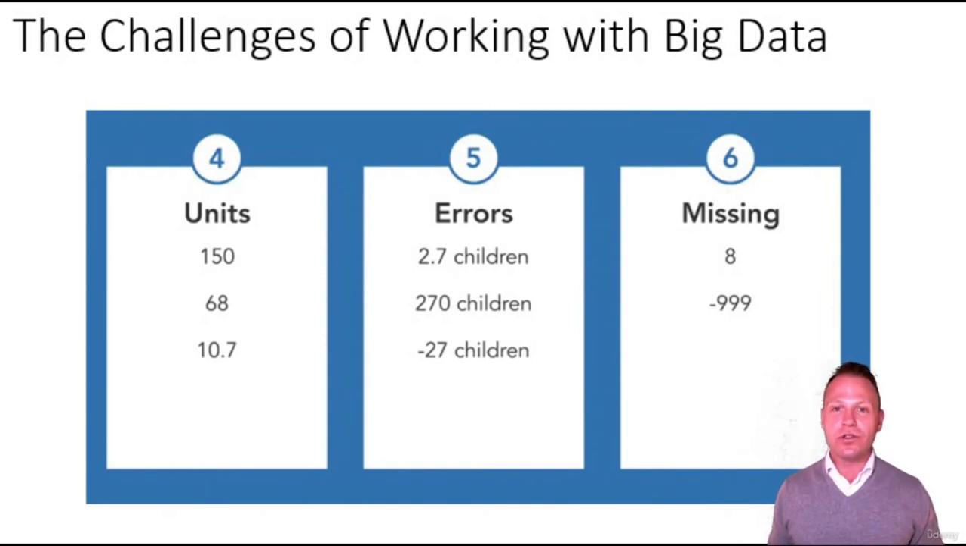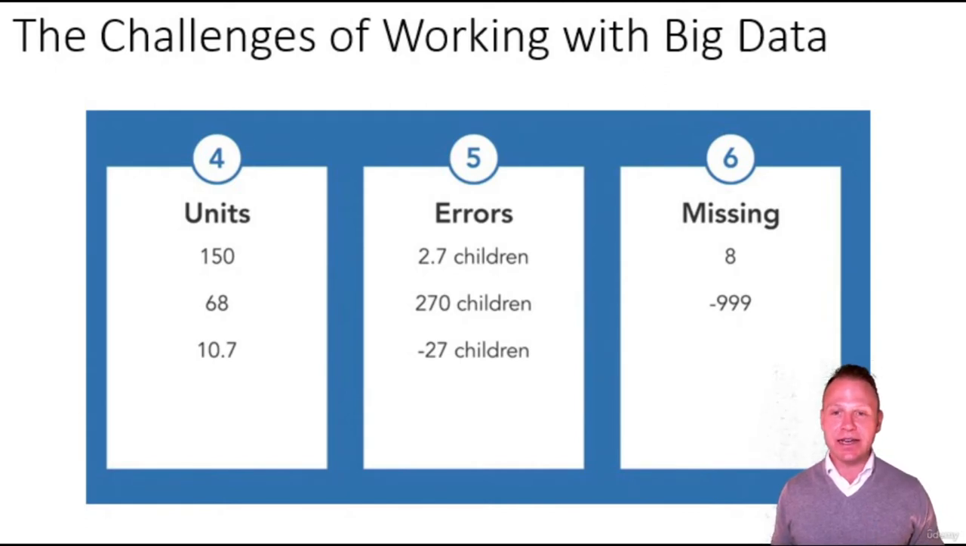And we all know about examples where, for instance, NASA has not adequately converted from one unit to the other, and space probes have crashed as a result. Then there are errors. If someone puts in 2.7 children, that's not possible, right? You can't have fractional children. You can have an average that's fractional, but 270 children is too many, or negative 27. You can't have a negative number for a counted value like this.